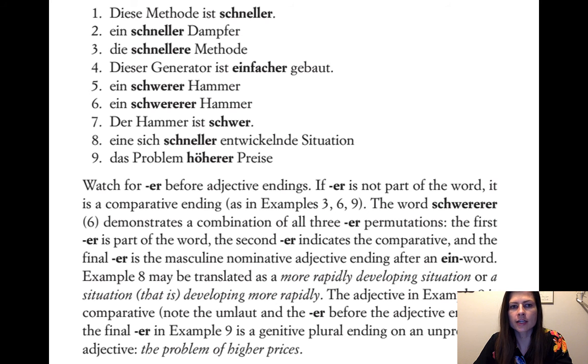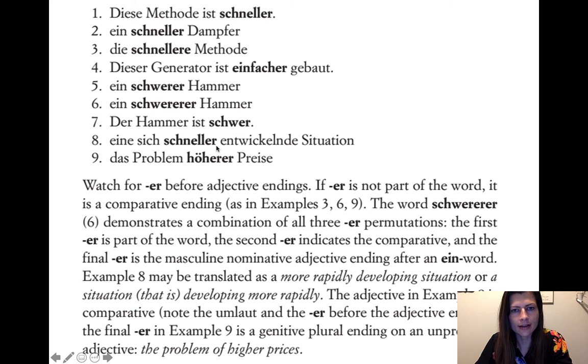But what if we wanted to say comparative as well? We need ein schwererer Hammer. It looks like it's a joke, but it's real. Ein schwererer Hammer, because schwer is the word heavy, and then this is added because it's comparative now. And then this is the same one we were adding because that's the adjective ending. So end of the word, comparative ending, adjective ending. Der Hammer ist schwer. The hammer is heavy. Now we don't have any ending, it doesn't need one.